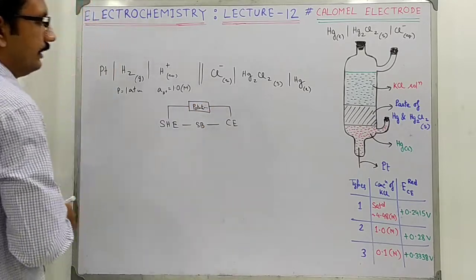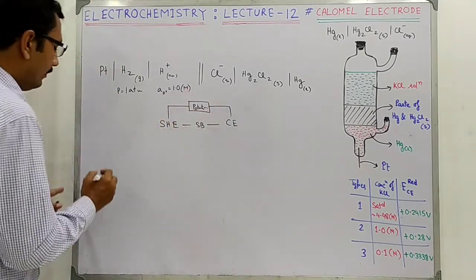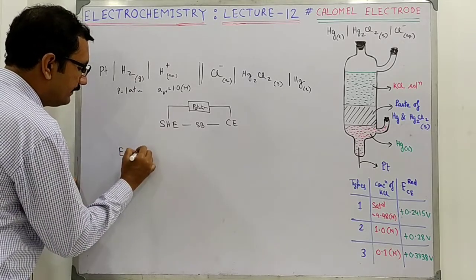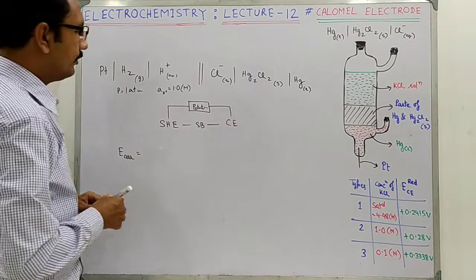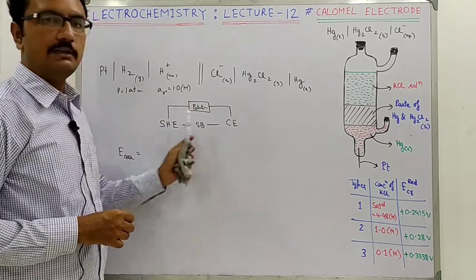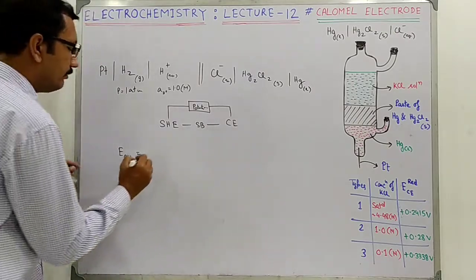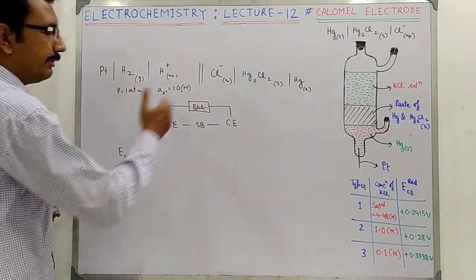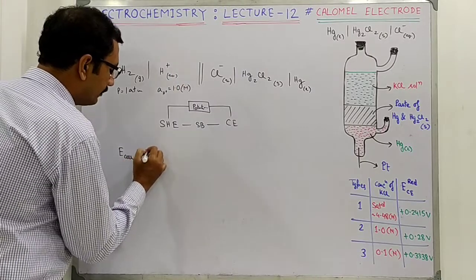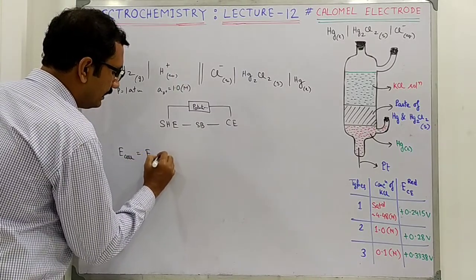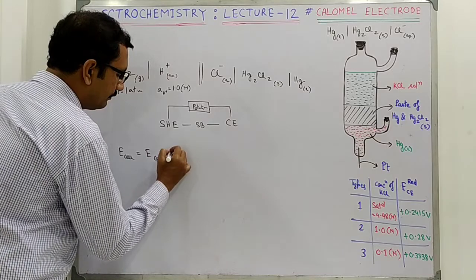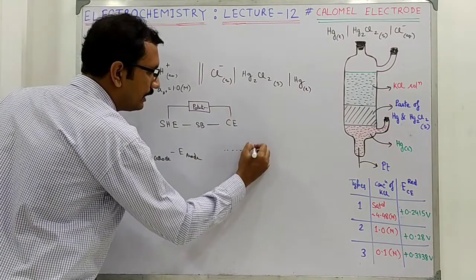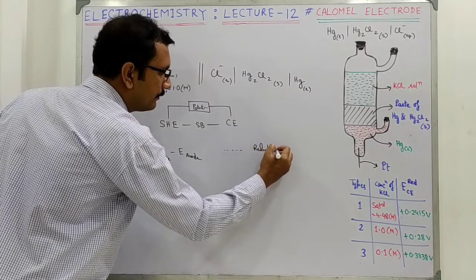This is the connection. So, this potentiometer will give you the E cell, that is the electromotive force of this combined galvanic cell. So, E cell will be, we will use reduction potential. So, that will be cathode minus anode. So, it is E cathode minus E anode, since we are using reduction potential.